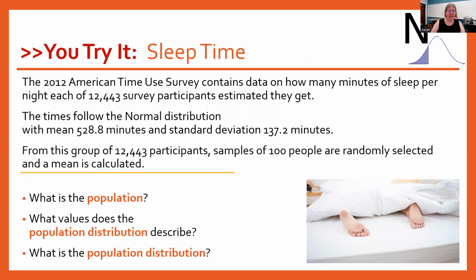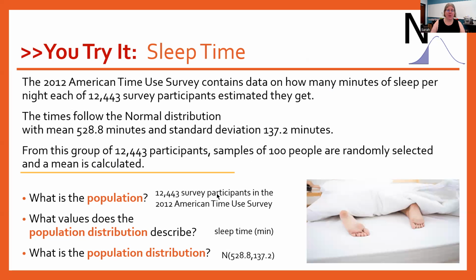All right, so the population here, because they're pulling the samples from the American Time Use Survey data, is the 12,443 survey participants that are in that survey. What values does the population distribution describe? That'll be the minutes of sleep for each of the individuals in this sample. And that makes our population distribution N for normal, 528.8 and 137.2. So that takes care of the population side of this example.